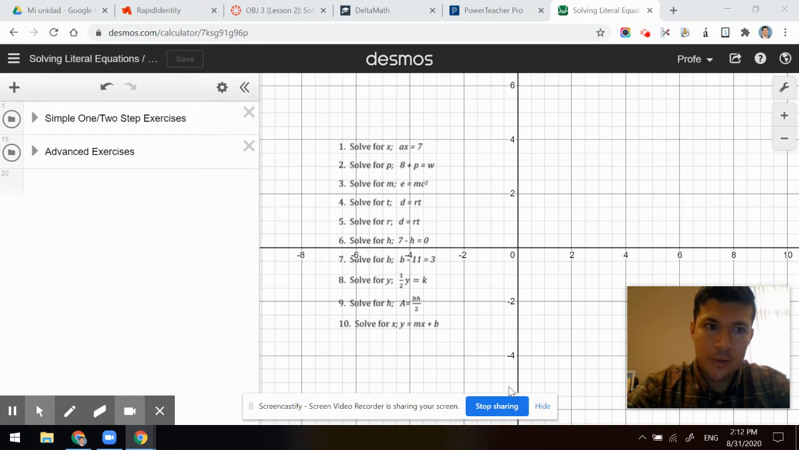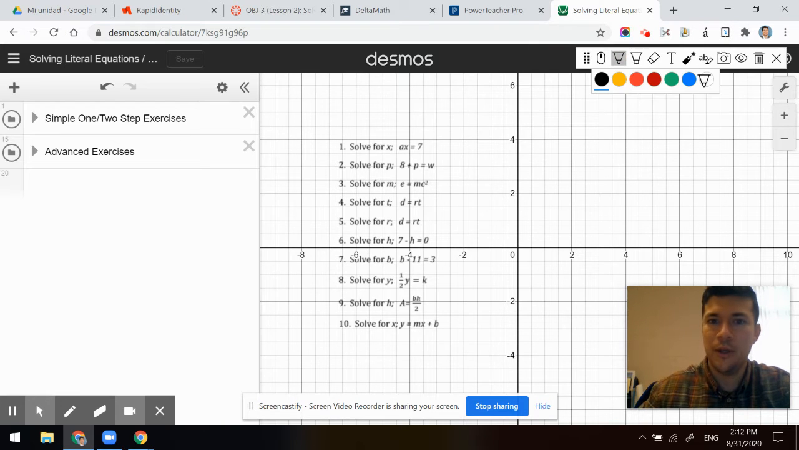Good morning, everyone. This is solving literal equations, also known as solving for quantities of interest, or simply solving for equations where the answer is not a number. We'll start with some simple one-step exercises and progress to some more involved exercises. We have 10 of them right here, but I'm just going to take a look at some of these.